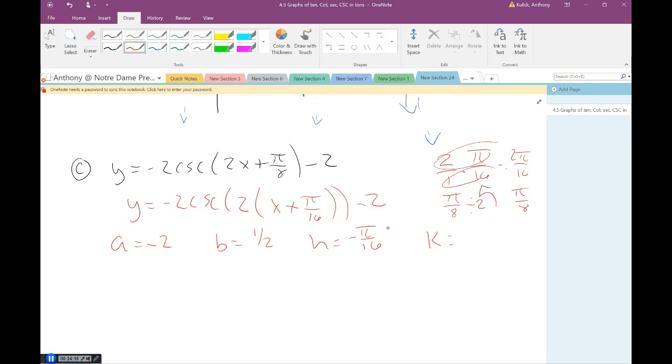So that was Maddie's exact question that we just talked about. When we factor that 2 out, you are doing pi over 8 divided by 2, which is the same thing as multiplying by the reciprocal, right?